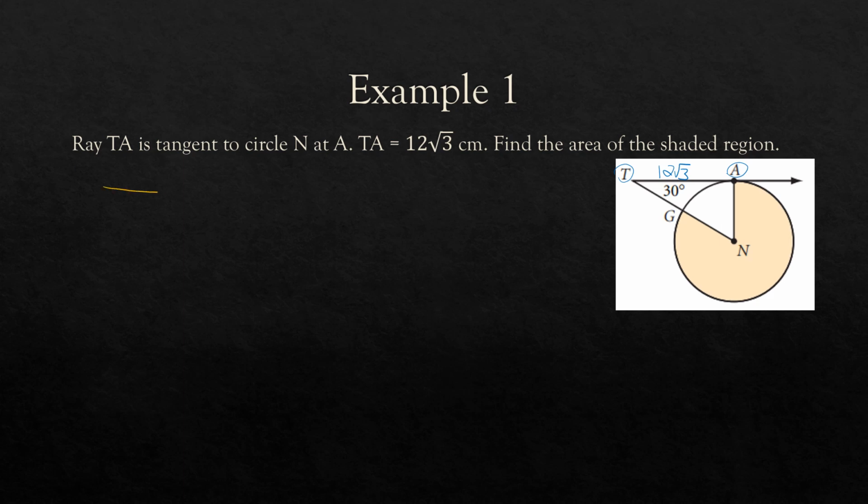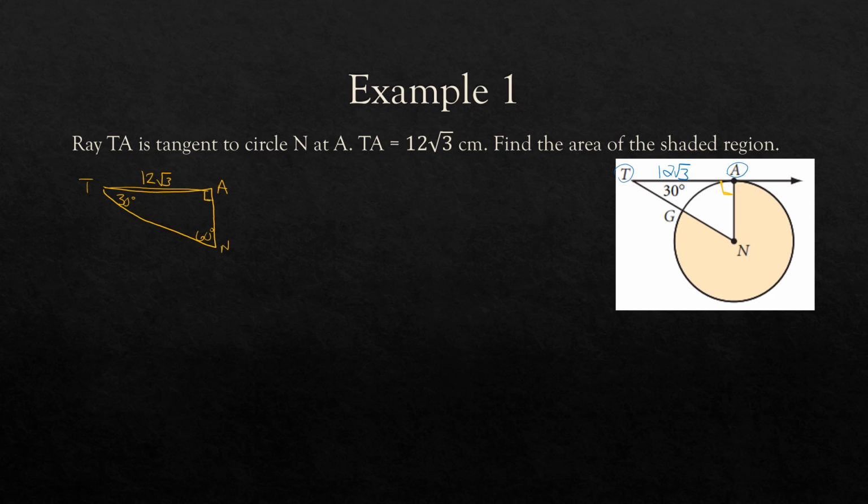So first I'm going to take this apart and draw just the triangle. Because TA is tangent and AN is a radius, because N is the center of the circle, I know that this is 90 degrees. Angle T is labeled as 30 degrees, and TA is 12 square roots of 3. If this is 90 and this is 30, then this is 60 degrees. So I have a 30-60-90 triangle.